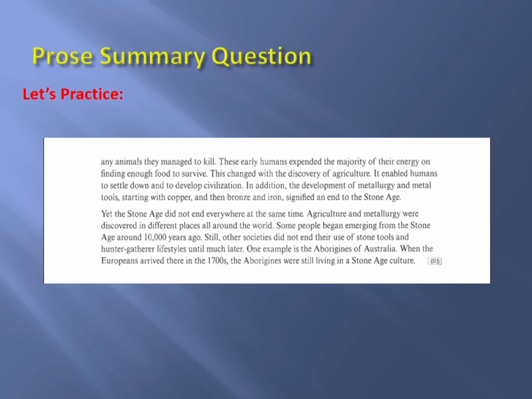Agriculture and metallurgy were discovered in different places all around the world. Some people began emerging from the Stone Age around 10,000 years ago. Still, other societies did not end their use of stone tools and hunter-gatherer lifestyles until much later. One example is the Aborigines of Australia. When the Europeans arrived there in the 1700s, the Aborigines were still living in a Stone Age culture.